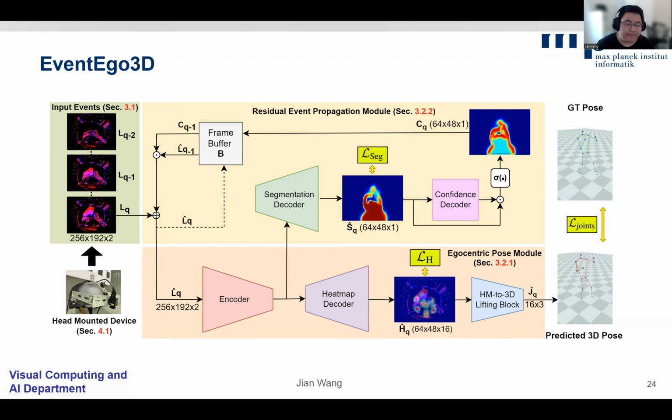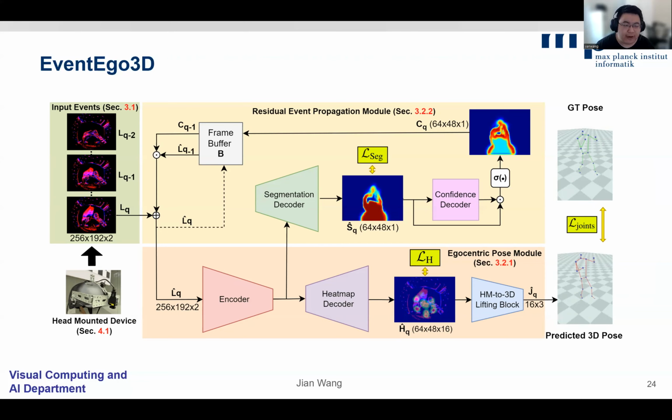So here we have the residual event propagation module. We take the features from the network encoder, and we first segment out the human body parts from the input events, and after that we put them into the frame buffer. In the frame buffer, we store the history of the human bodies in the egocentric views, and the signals in the buffer decay as time goes.